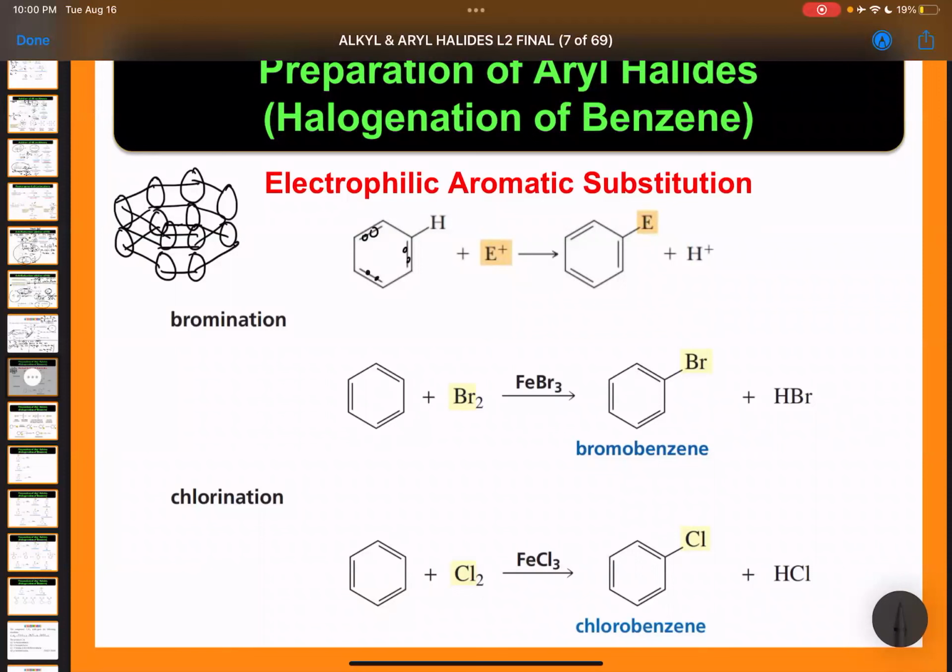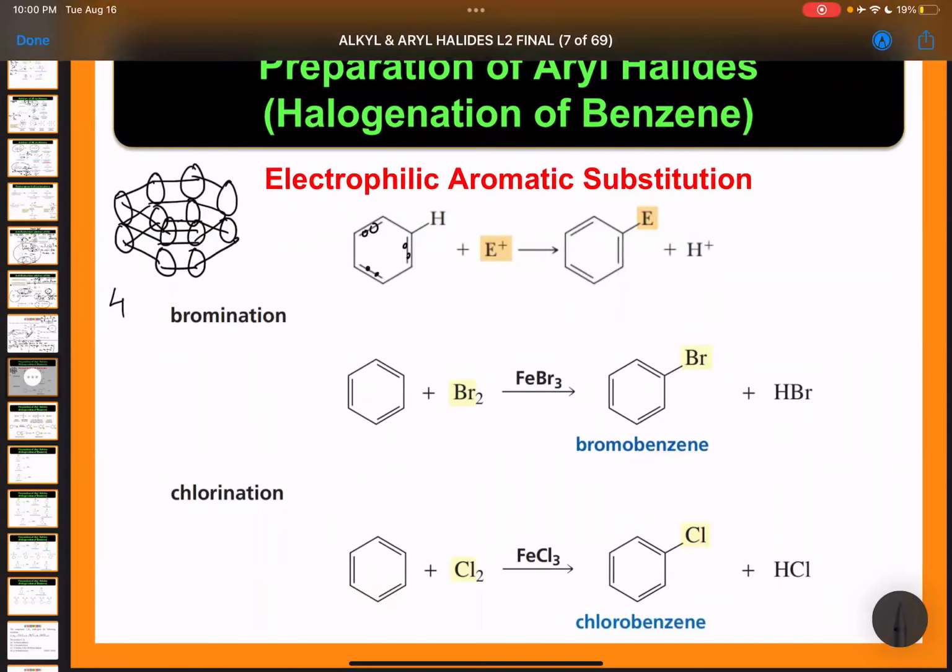Sir, in 4n plus 2, what does n stand for? N doesn't stand for anything, that is a general way. N is a whole number. You can put this whole number as 0, 1, 2, and you will get a series of pi electron counts. Your molecule should have any of these numbers of pi electrons to become aromatic.